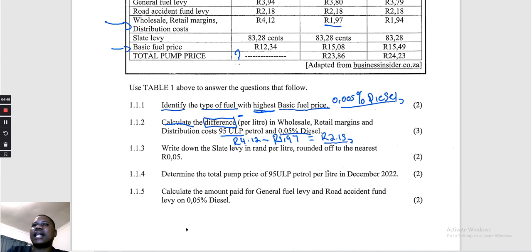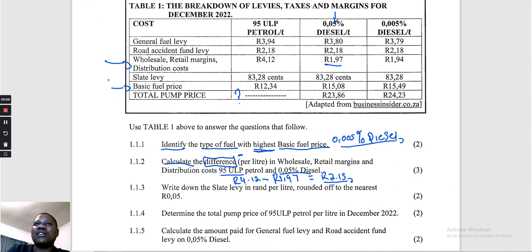They say number 3, write down the slate levy in rand per liter. Round off to the nearest 0.05. If you look at the slate levy here, it is the same for all the fuel types. That is why they are not telling you for which fuel type, because they are all the same. You will realize that the amount is given in cents. So they need that price to be in rands.